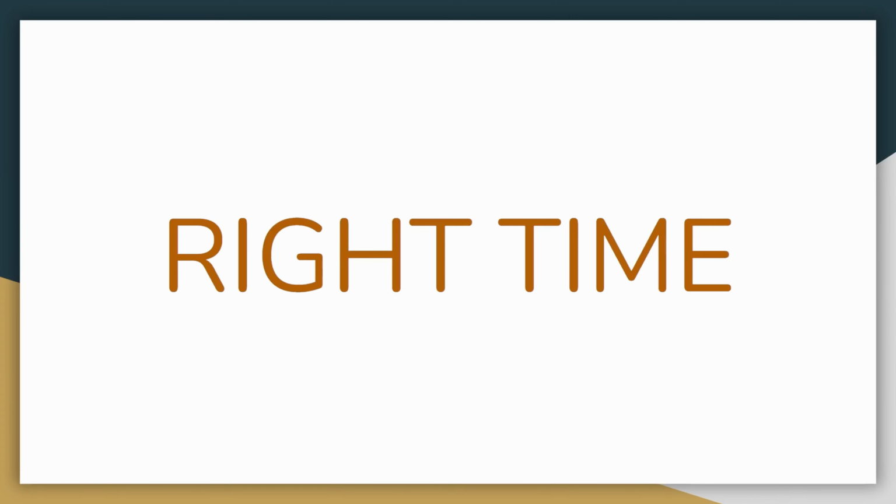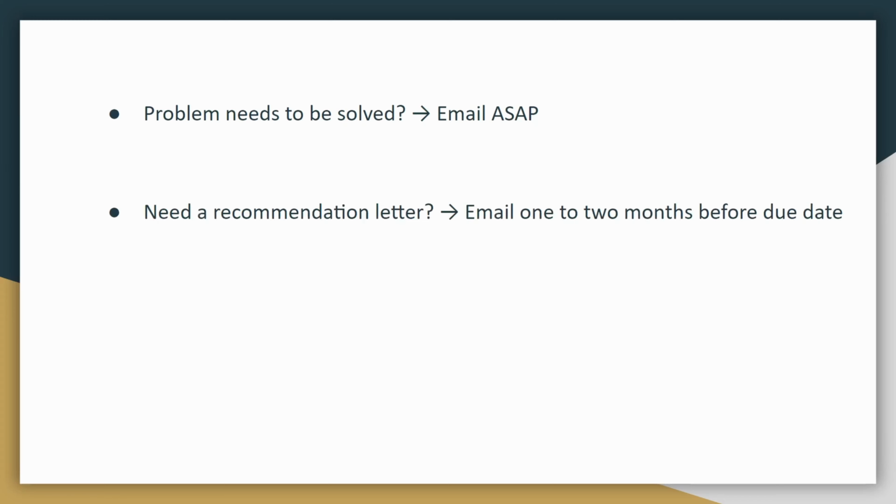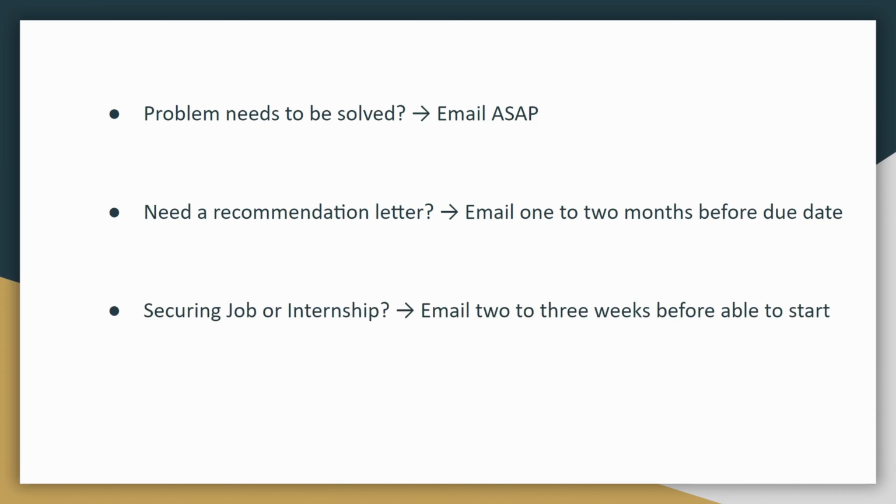Now that we've covered the right things to say, let's go over the right time to say these things. This widely varies depending on the situation. So here's a couple of general examples. If there's a problem that needs to be solved, email as soon as possible. If you need a recommendation letter, email 1 to 2 months before the recommendation letter is due. If you're emailing about a job or an internship, email 2 to 3 weeks before you're able to start. When you're following up on an email you sent previously, the follow-up should be about a week after the last email.